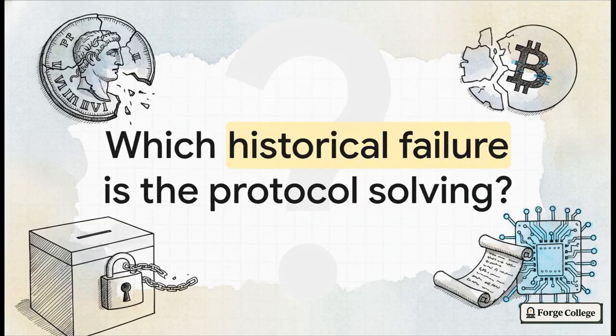From now on, whenever you look at a white paper or see some brand new consensus protocol, ask yourself, which historical failure is this actually trying to solve? Is it fixing an operator abuse problem, a censorship issue, or a double spend vulnerability? Keep that question in mind as you continue your journey.